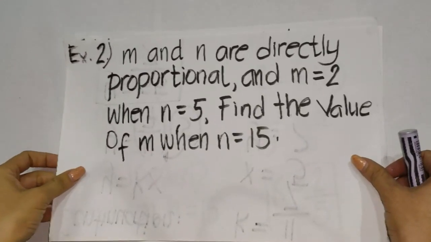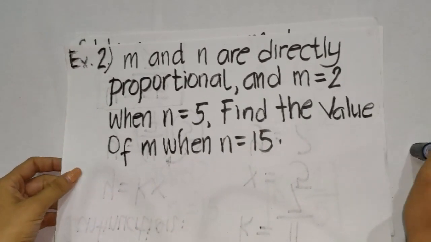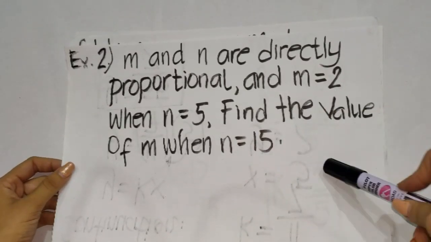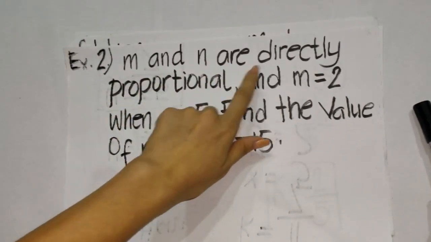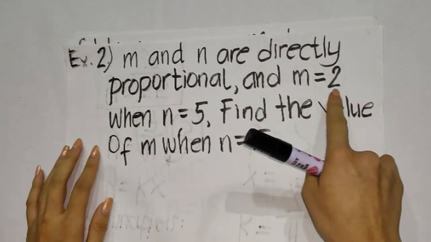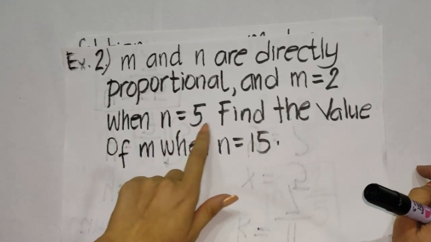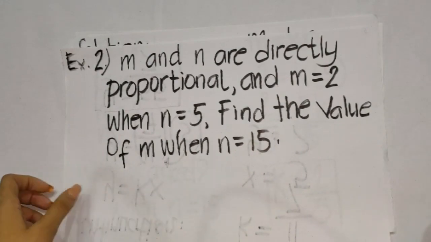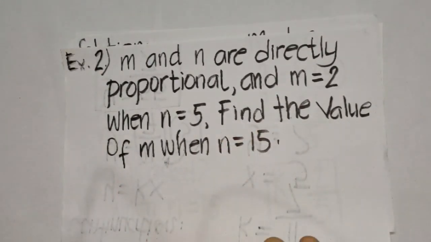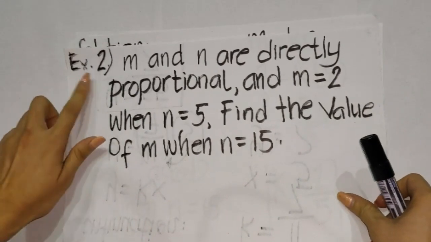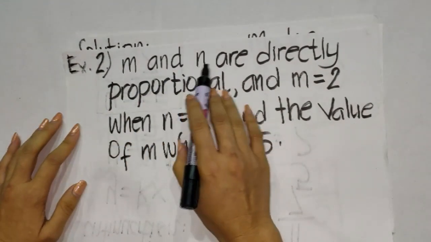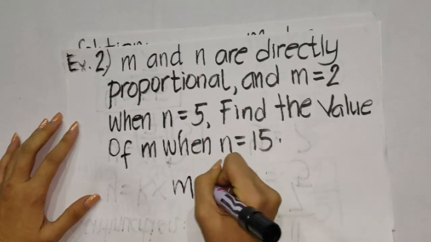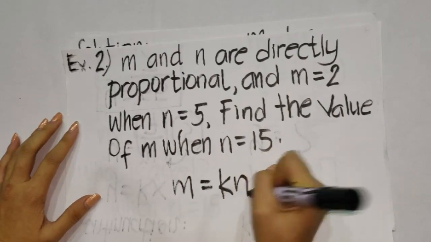For the continuation, let's have another example, which is directly proportional. So directly proportional is also used in direct variation. So let's have m and n are directly proportional, and m is equal to 2 when n is equal to 5. Find the value of m when n is 15. Again, to solve this, let's first write the equation. Since m and n are directly proportional, it can be written as m is equal to kn.